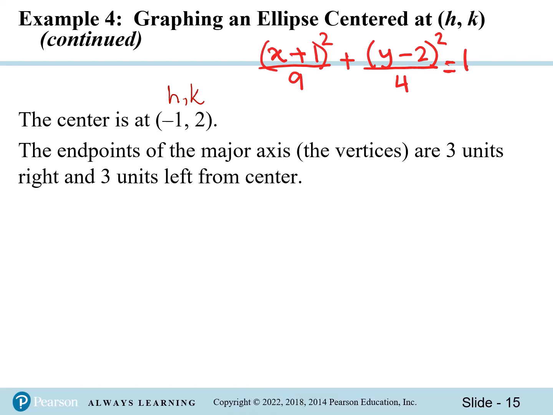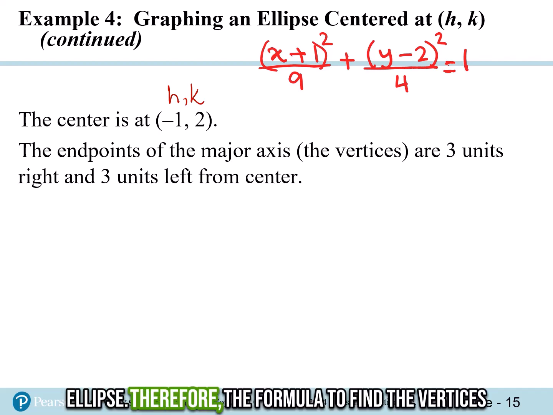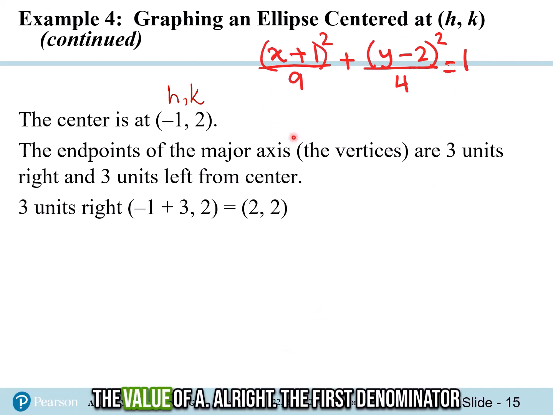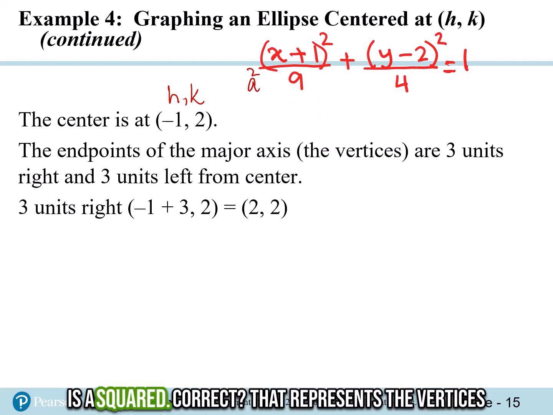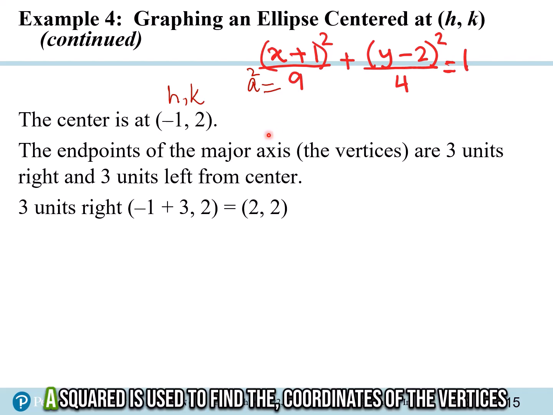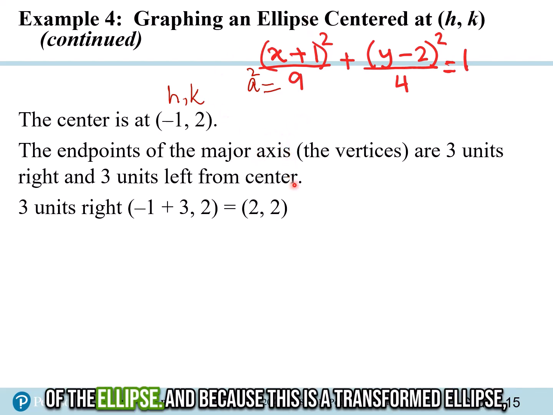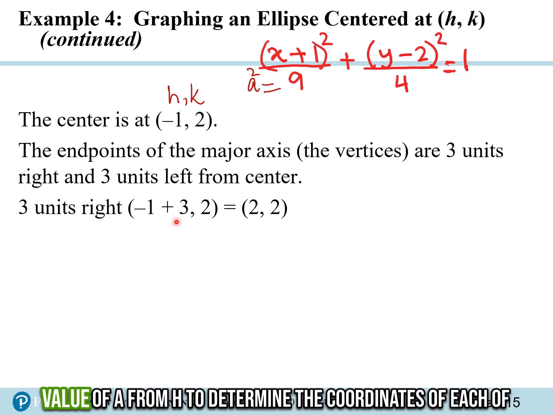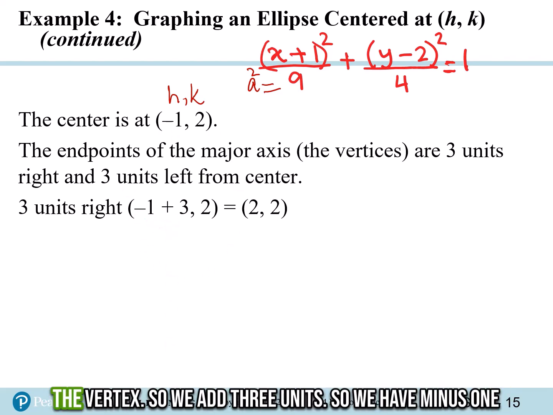This is a horizontally positioned ellipse. Therefore, the formula to find the vertices is to add the value of a, all right? The first denominator is a squared, correct? That represents the vertices on the ellipse, correct? a squared is used to find the coordinates of the vertices of the ellipse, and because this is a transformed ellipse, we will use the value of a. We will add and subtract the value of a from h to determine the coordinates of each vertex.